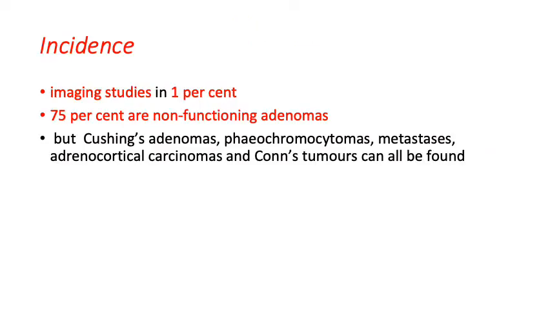The incidence of incidentaloma is about 1% in imaging studies, and 75% of these are non-functioning adenomas. But it might be a Cushing adenoma secreting cortisol, or pheochromocytoma, or a secondary metastasis, or a primary adrenal cortical carcinoma, and Conn's tumor can all be discovered as incidentaloma.